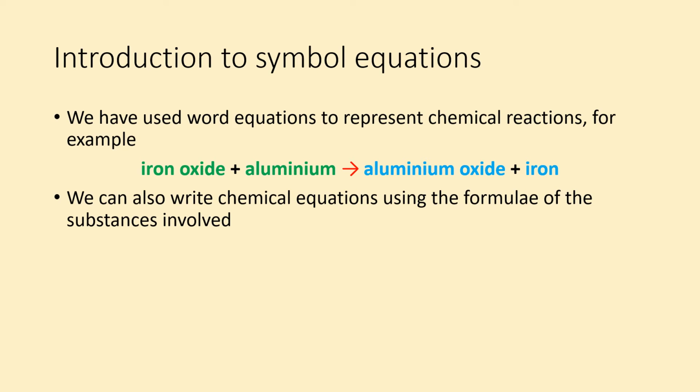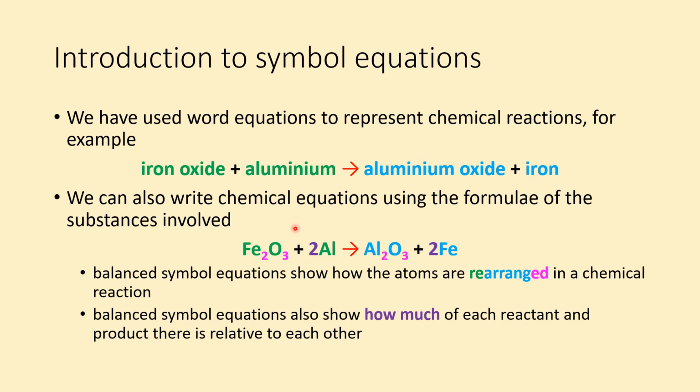We can also write chemical equations using the formulae of the substances involved. So here is the symbol equation for that reaction. We've got Fe2O3. That's the formula for iron oxide. Plus 2Al. Al is the symbol for the element aluminium. Then we've got an arrow to show that those things are being rearranged. And we've got Al2O3. That's the formula for aluminium oxide. Plus 2Fe. Fe is the symbol for the element iron.